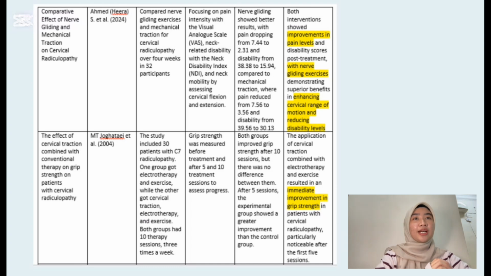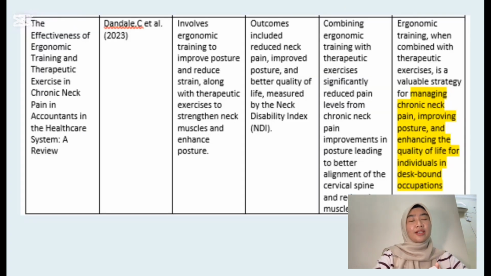Moving on, the study by Ahmed. The results show that nerve gliding exercise gave greater reductions in pain and disability compared to mechanical traction. The findings indicate that nerve gliding is more effective than mechanical traction in improving symptoms for patients with cervical radiculopathy. Next article is by Dandeli and team.